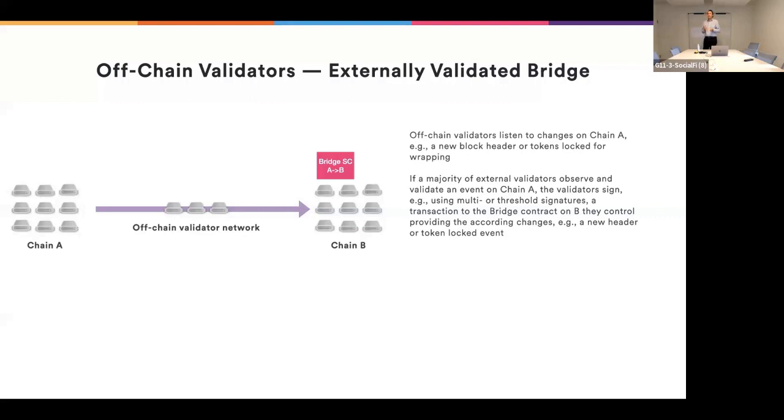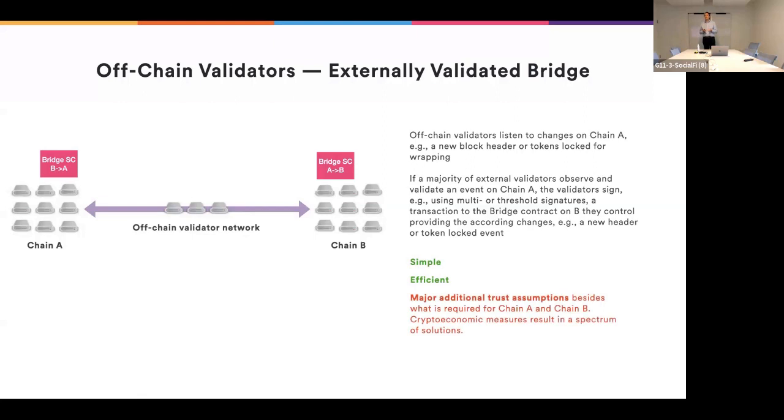And this approach can also be easily implemented in both directions for essentially any blockchain that supports smart contracts because it relies on these external parties and doesn't have strong requirements on what the smart contracts on-chain can do. And this approach still is rather simple and it's efficient also. The drawback is that we still have major additional trust assumptions besides the two blockchains themselves. So it's not trustless, and this is the main problem of this approach.